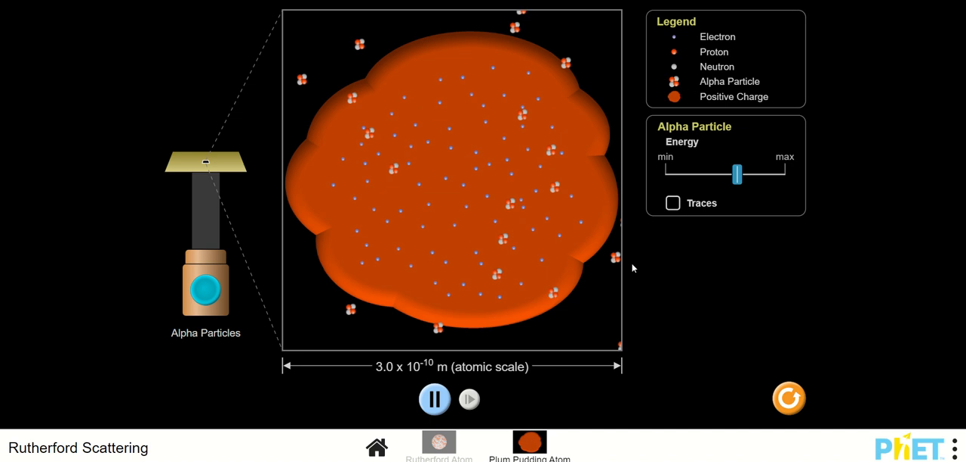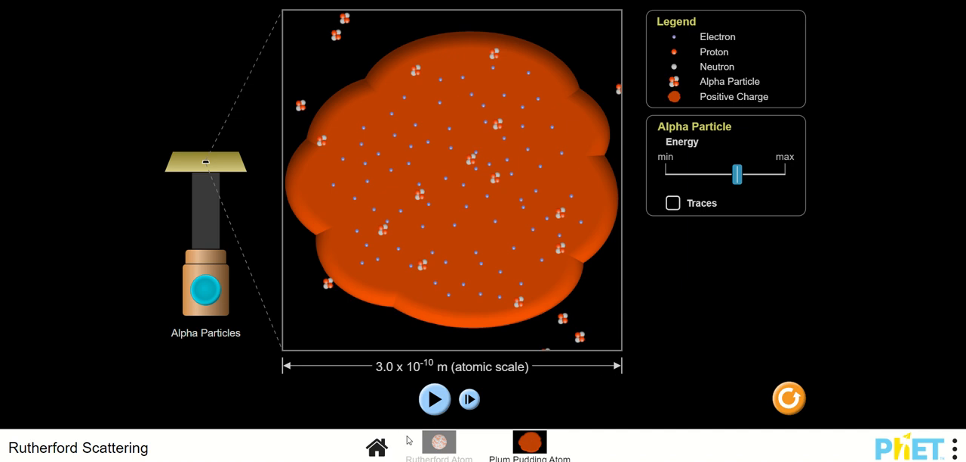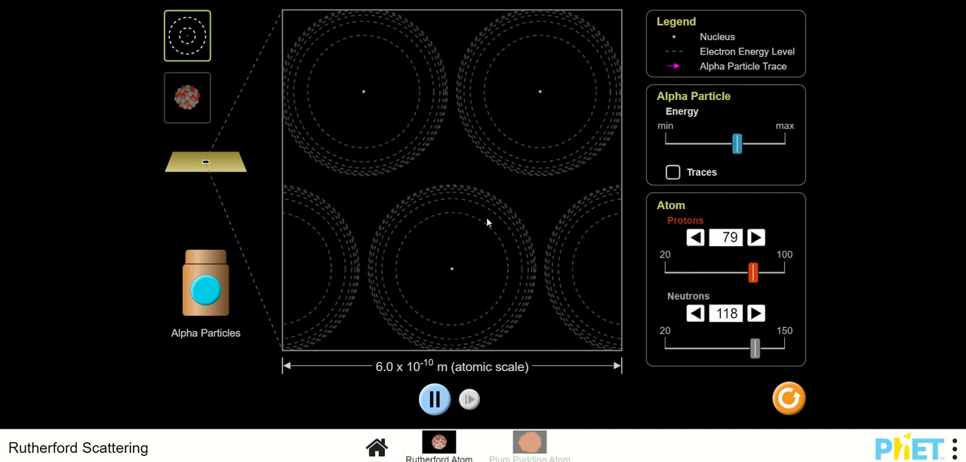Now, this is not what happened. So what actually happened is what I'm about to show you. So this is the same experiment, but we're looking at it using the Rutherford atom, or what we called the nuclear model of the atom. So when Rutherford directed alpha particles at these gold atoms, what he saw is that most of them, if you look at these in kind of the middle here, most of them just went right through, okay?